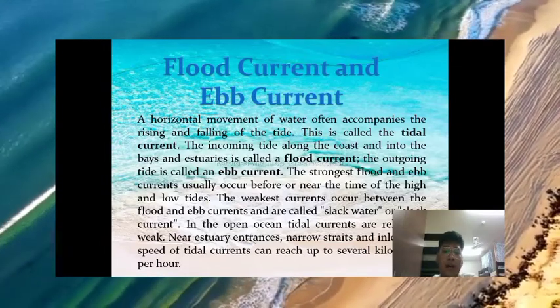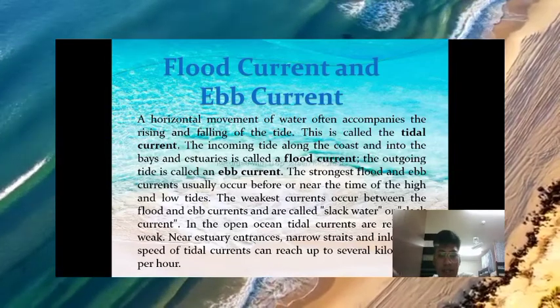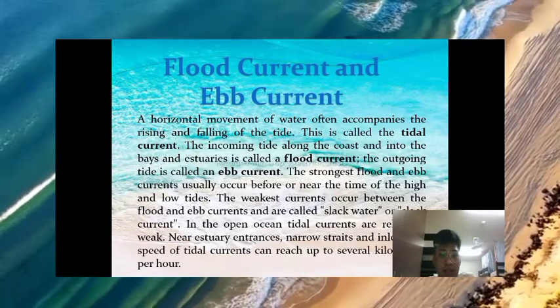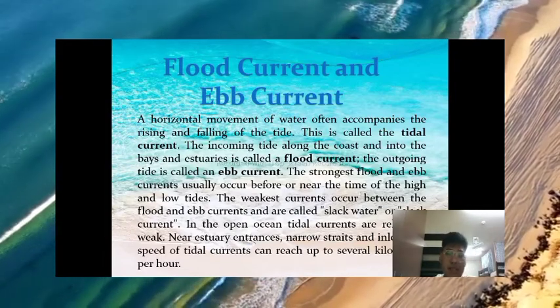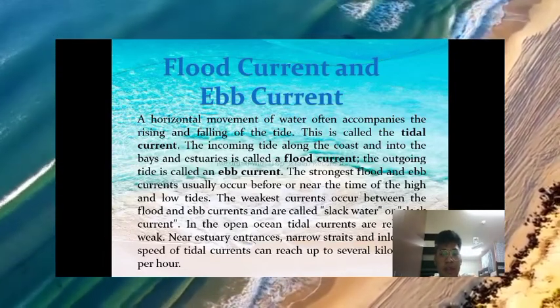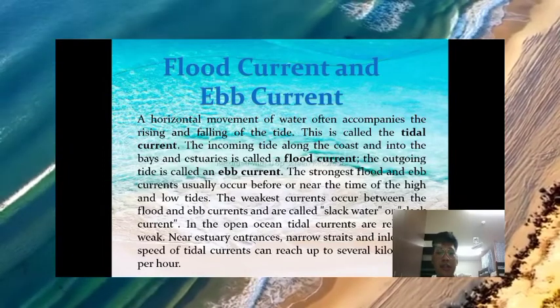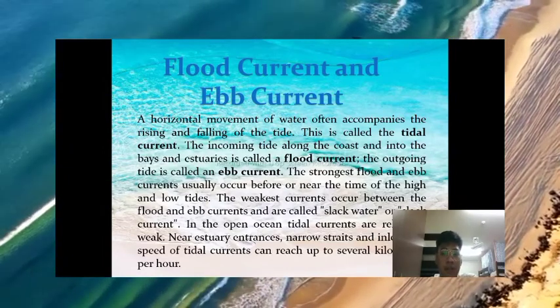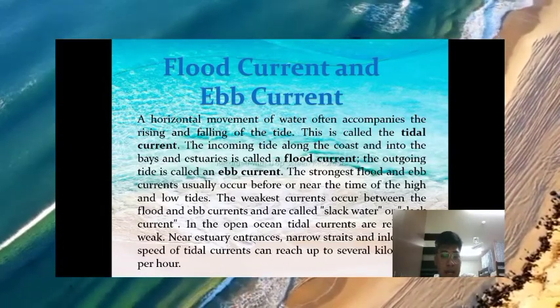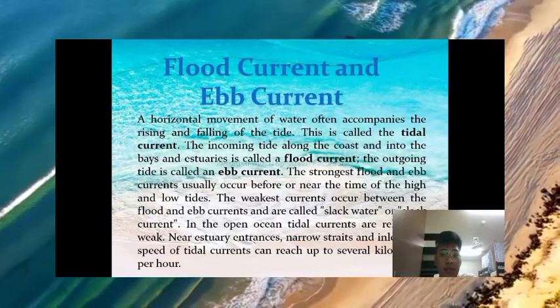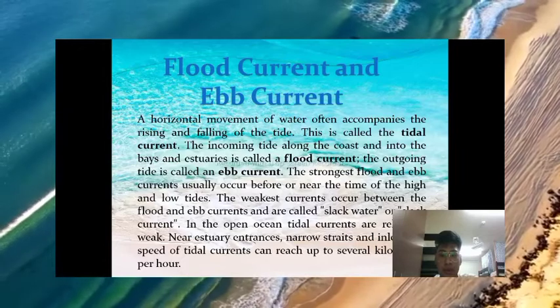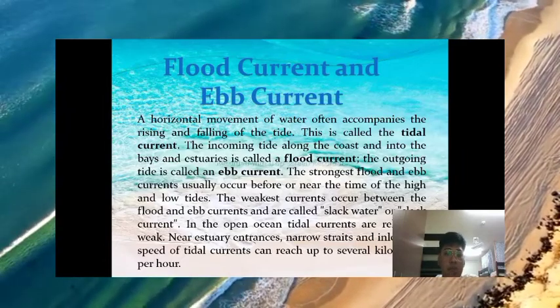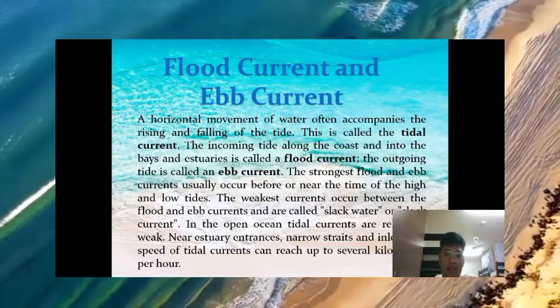The flood current is the incoming tide along the coast, basin, and shores. And the outgoing tide is what we call the ebb current. The strongest flood and ebb currents usually occur before or near the time of the high and low tides. The weakest currents occur between the flood and ebb, at slack water or slack current. In the open ocean, tidal currents are weak.